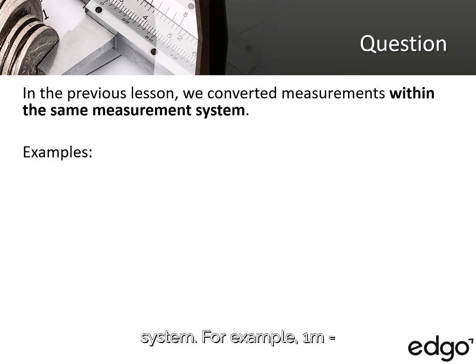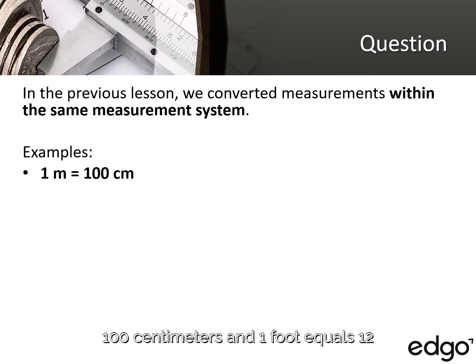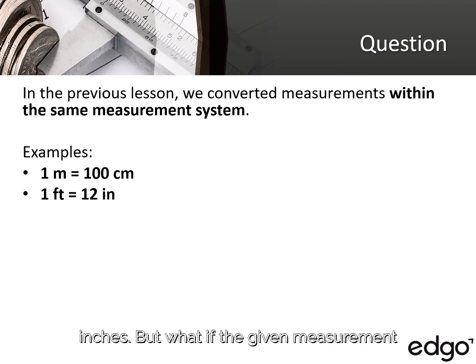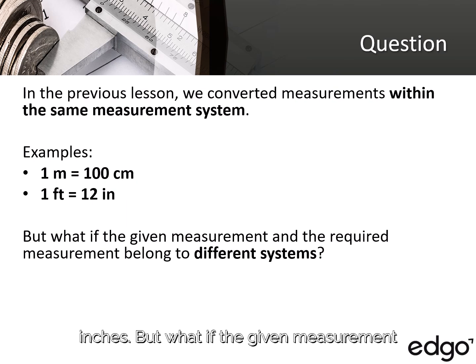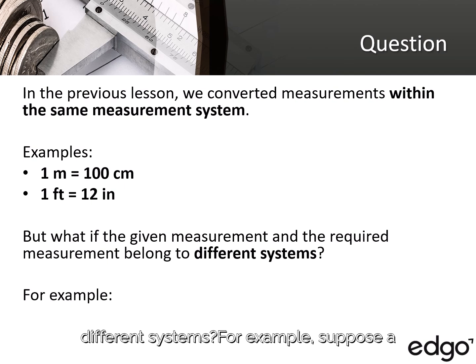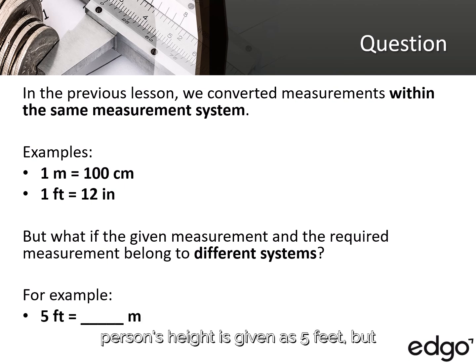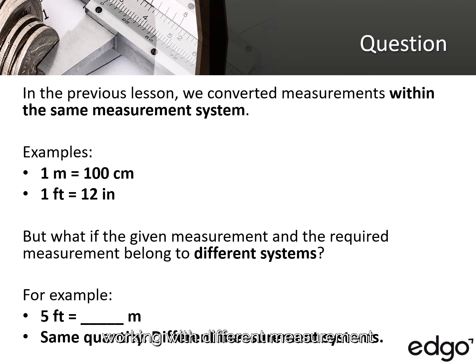For example, 1 meter equals 100 centimeters, and 1 foot equals 12 inches. But what if the given measurement and the required measurement belong to different systems? For example, suppose a person's height is given as 5 feet, but we need to express it in meters. The quantity remains the same, but now we're working with different measurement systems.